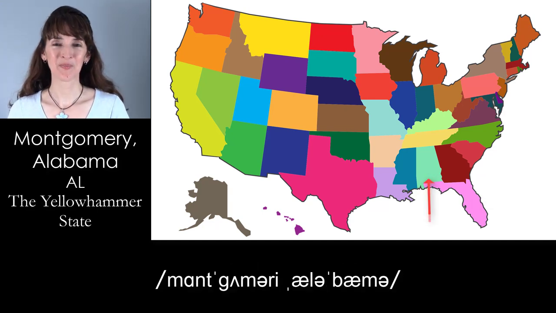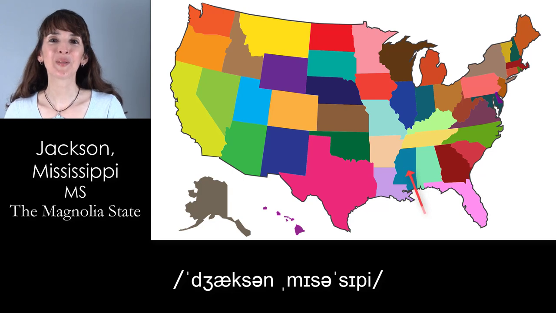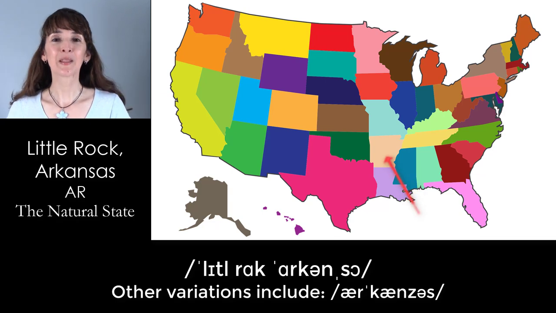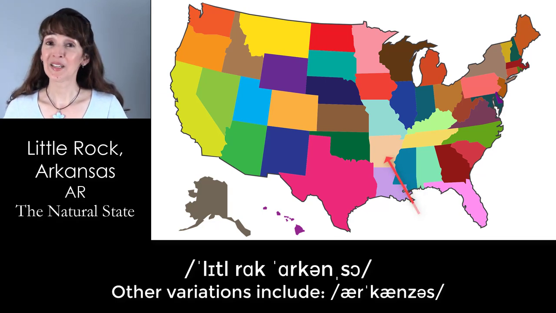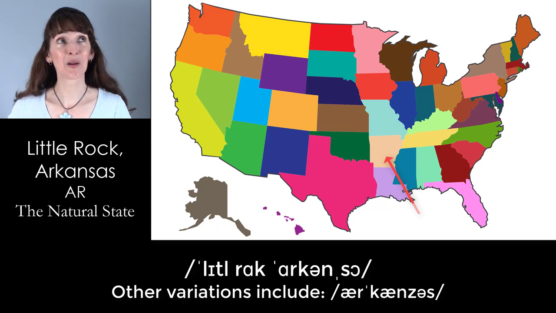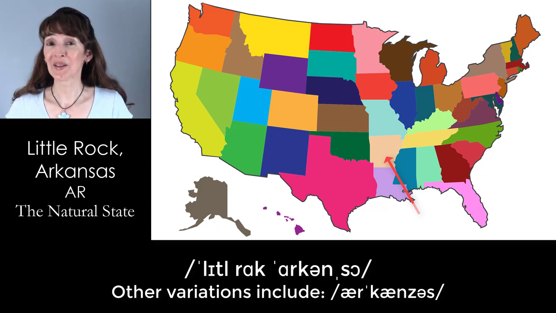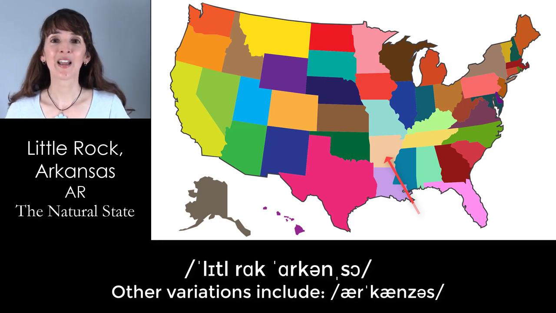Montgomery, Alabama, the Yellowhammer State. That's a bird. Jackson, Mississippi, the Magnolia State. Little Rock, Arkansas, the Natural State. I say Arkansas without an S. Some people say the S. I actually saw in a dictionary Arkansas as a possible variation. I don't hear that much, but apparently it exists. I say Arkansas, Little Rock, Arkansas.